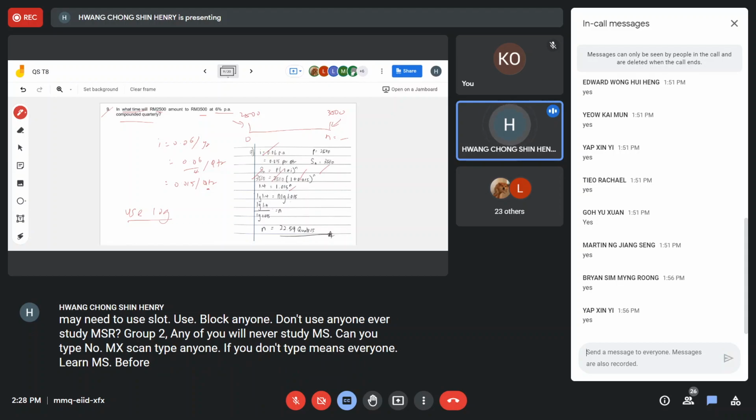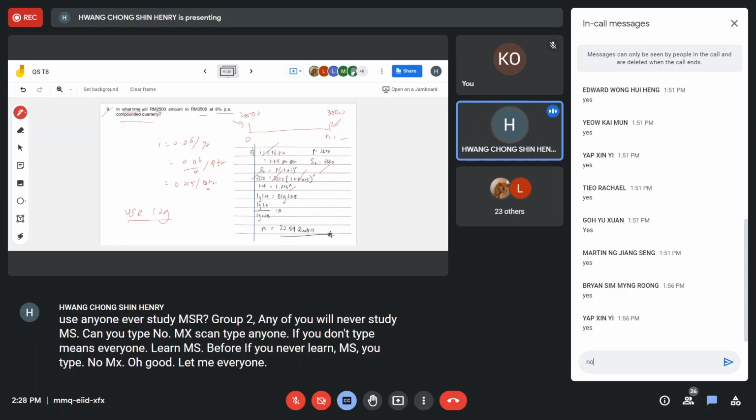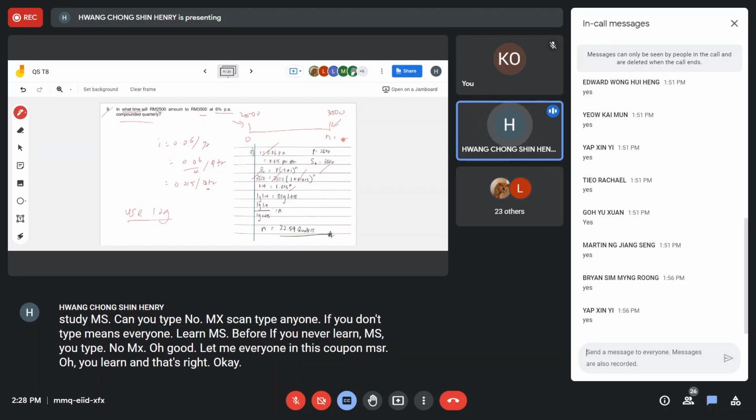If you never learn MS, you type no MS. Oh, good. That means everyone in this group learned MS. Oh, you learned MS, right? Okay, so how to solve this?